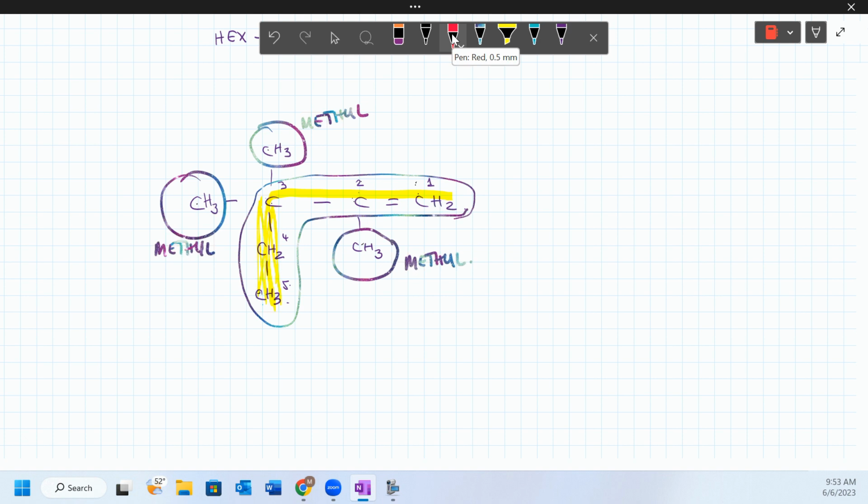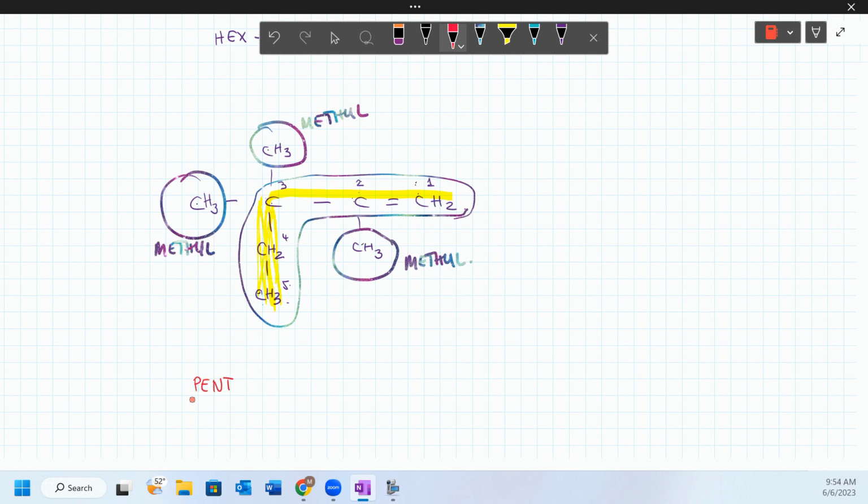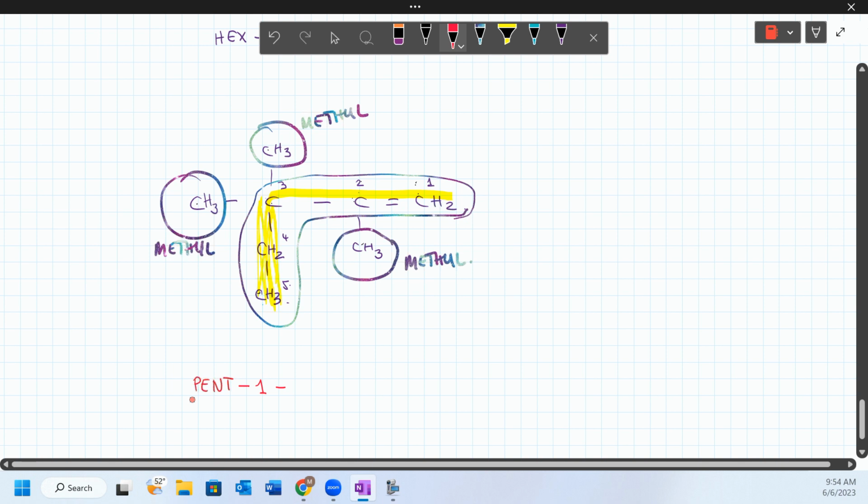Now, how are we naming this? How many carbons do we have? We have 5 carbons. What is the prefix for 5? Pent. So we'll start with pent first, okay? To indicate that we have 5 carbons in the longest chain that includes the double bond in this case. At which position is the double bond? On 1. Good.